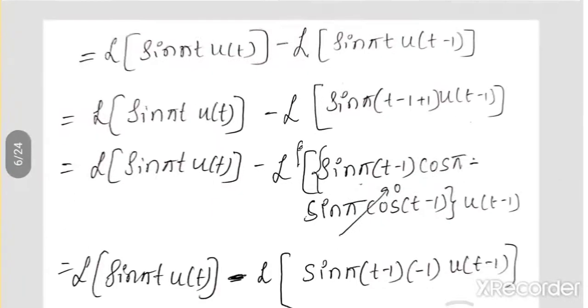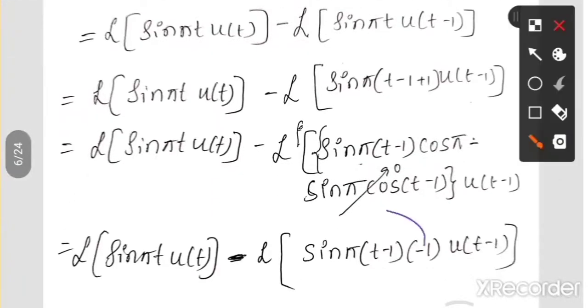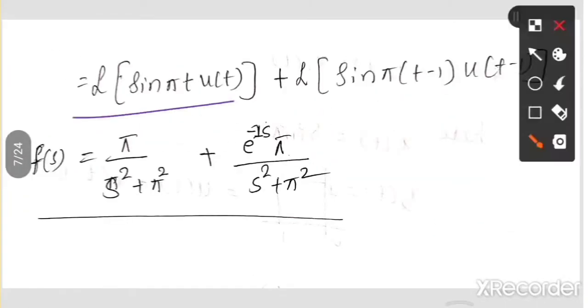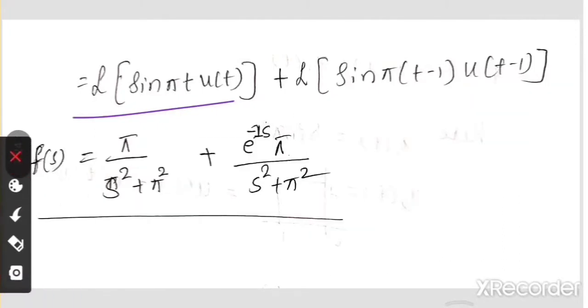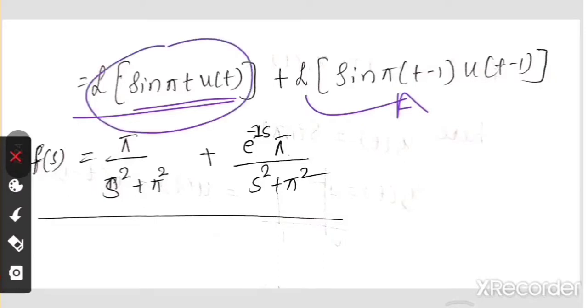Okay, so further you can simplify it. Laplace transformation of, okay, this minus sign we can bring here, which gives us a positive. First term as it is we have kept. Laplace transformation of sin pi t u of t plus L of sin pi t minus 1, which is sin a was there, and u of t minus 1. Now apply Laplace transformation of this.